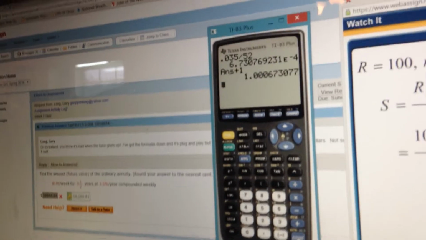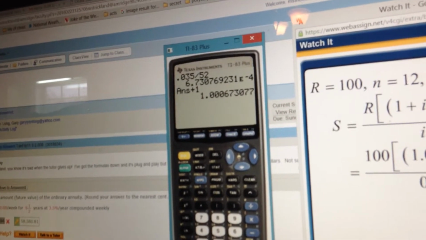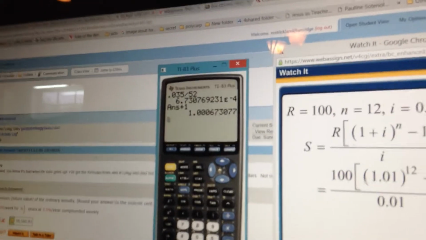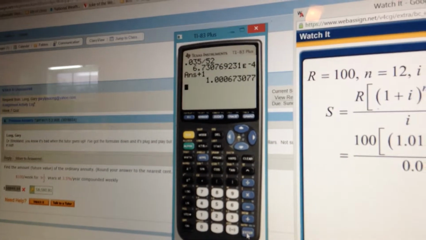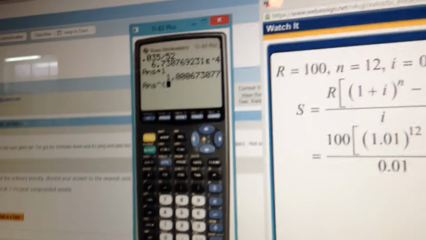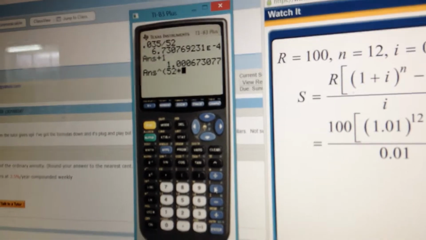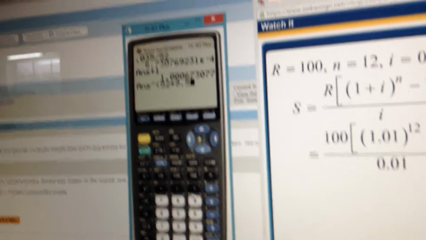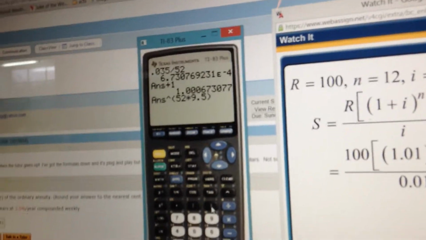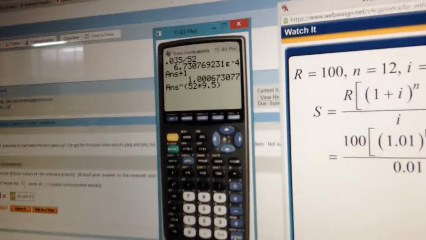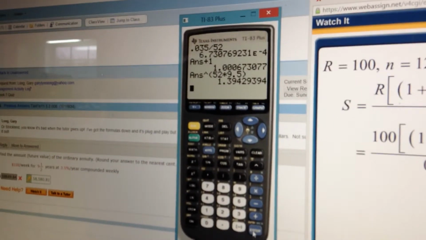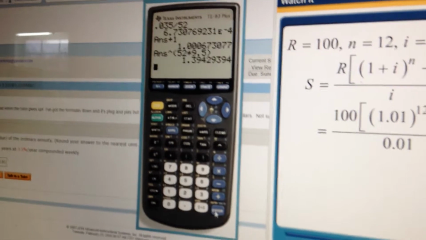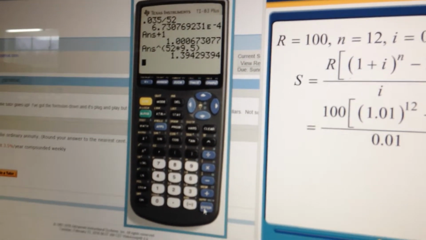Now I'm going to raise that number to the n, which is the number of times that it's going to be compounded weekly. Well, it says it's over a period of 9.5 years. So 9 years would be 52 times 9, then another half a year, 26. What I'm just going to do in my calculator is take this and raise it to the 52 times 9.5. That's going to give me the total number of times that this is compounded: 52 weeks for 9.5 years. And that gives me this number, 1.3942994. Again, this is already saved in my calculator, so I don't have to input it every time.